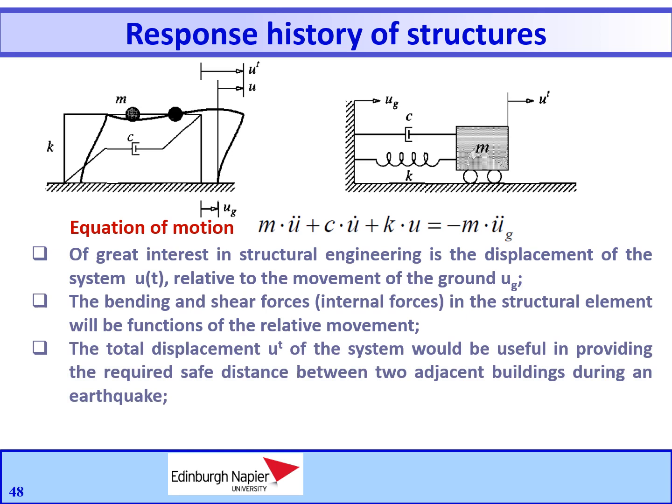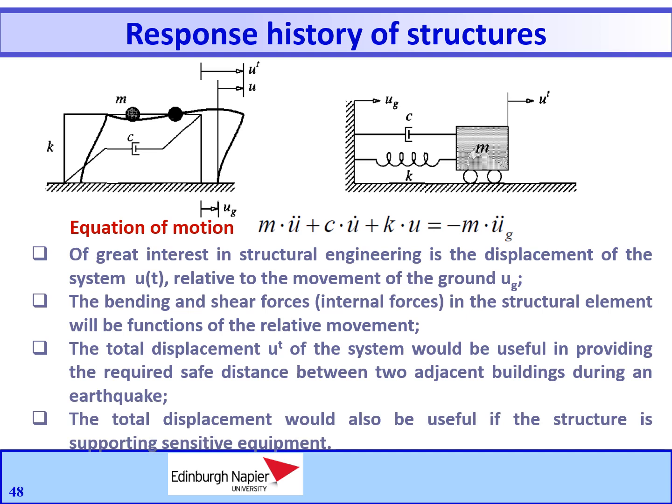Knowing the total displacement UT of the mass would be useful in providing enough separation between adjacent buildings to prevent their pounding against each other during an earthquake. Pounding is the cause of damage to several buildings during almost every earthquake. Similarly, the total acceleration of the mass would be needed if the structure is supporting sensitive equipment and the motion imparted to the equipment is to be determined.